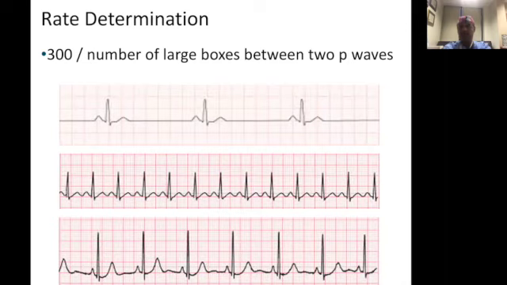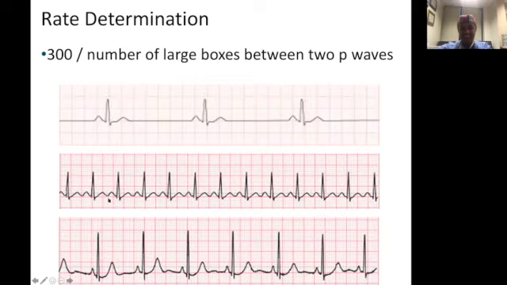Another question. There are cases where, for rate determination, they are using 1,500 divided by the number of small boxes. Is that okay? If you want to make your life difficult, sure.